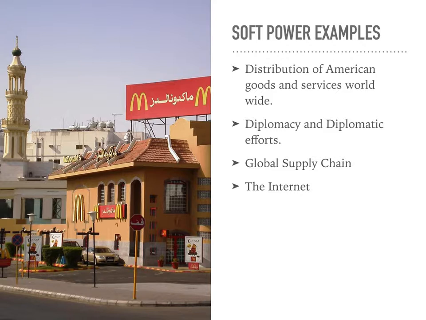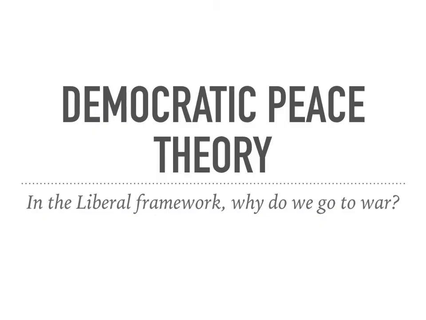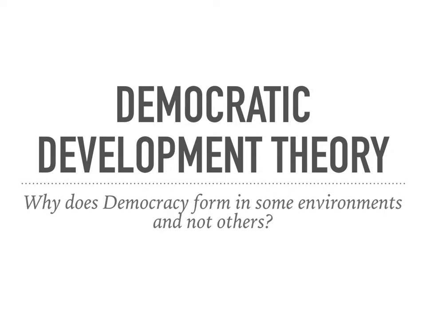Now, there are two predominant theories in neoliberal thought. The first is democratic peace theory, which is, well, if we're so interdependent, why do we go to war? Because war does exist. And lastly, democratic development theory. Why does democracy form in some places but struggles in others? We're going to try to answer both of these questions in order.